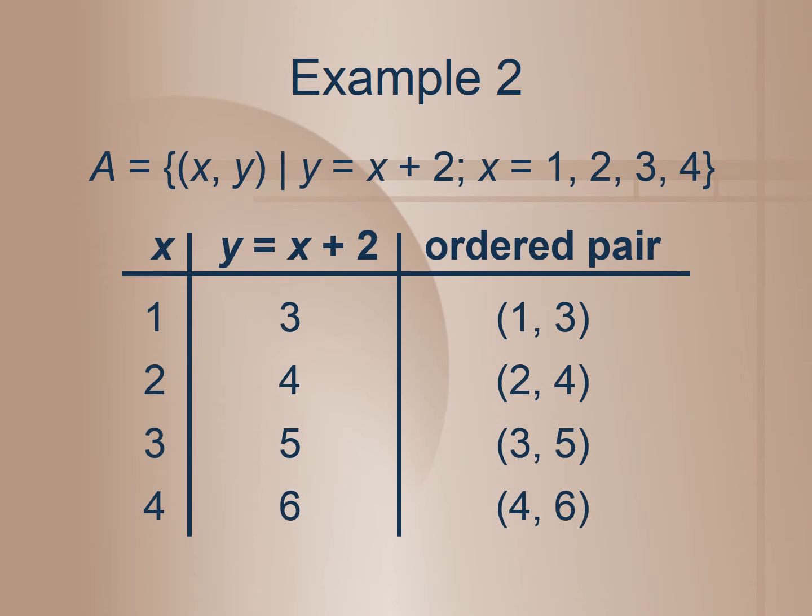And now you have a set of ordered pairs that you can graph. And this is also going to be a function because no vertical line can be drawn through that passes more than one point.